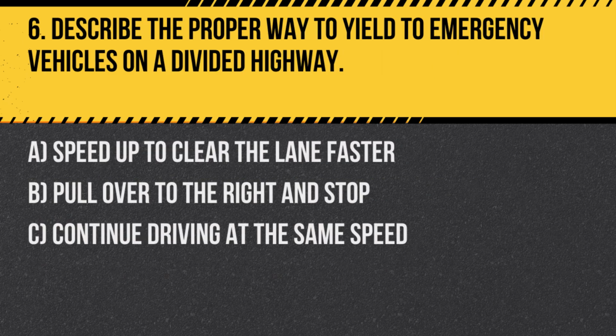Question 6. Describe the proper way to yield to emergency vehicles on a divided highway. A. Speed up to clear the lane faster. B. Pull over to the right and stop. C. Continue driving at the same speed. Answer. B. Pull over to the right and stop.